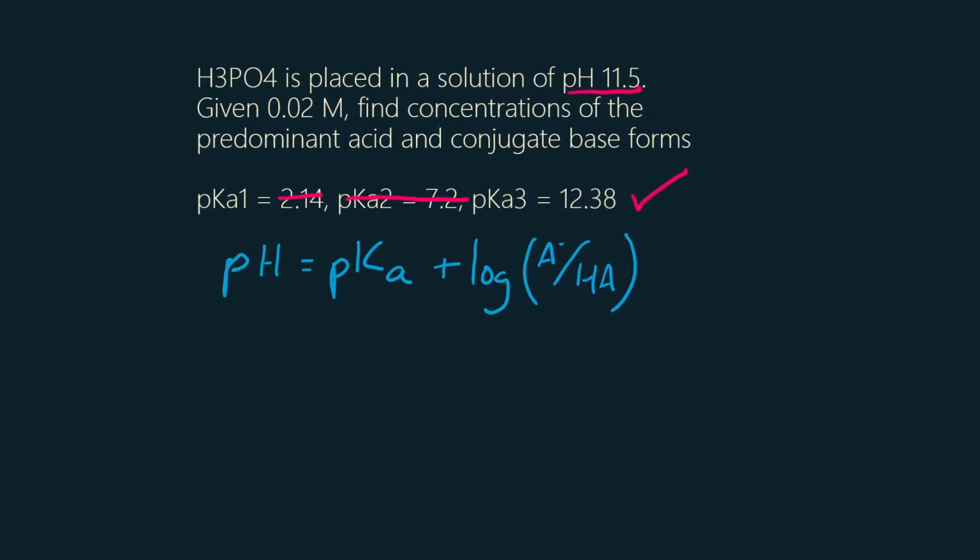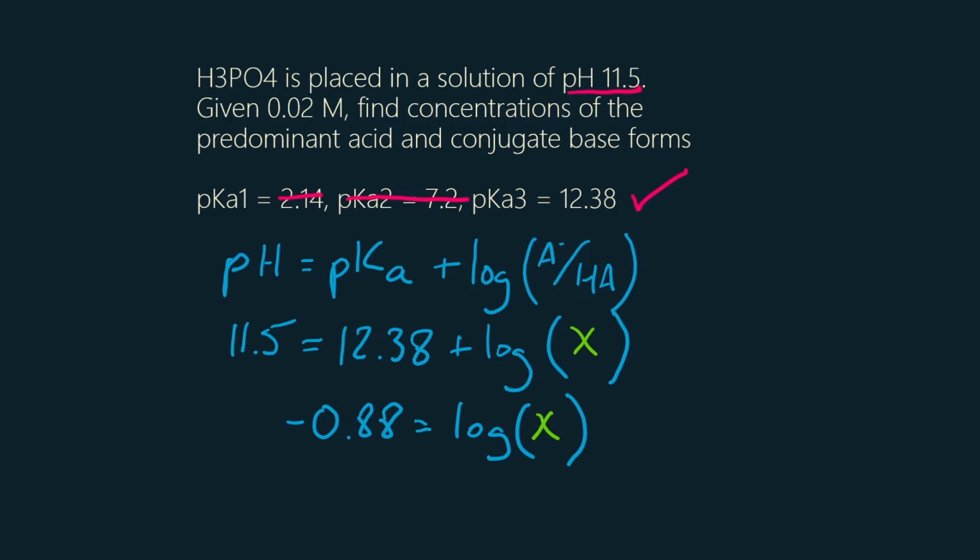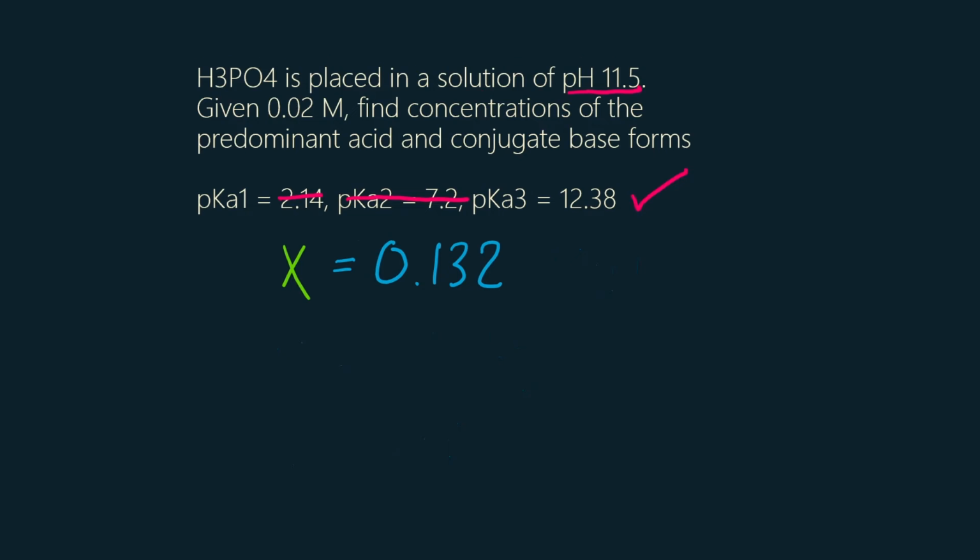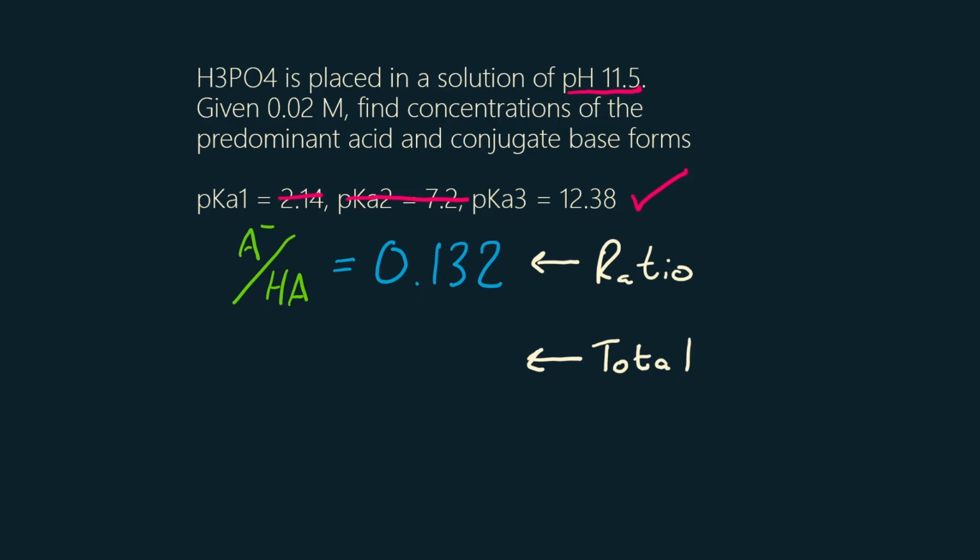Next, write out the HH equation where we know pH is 11.5, pKa is 12.38, and for log, we'll set that as x. From here, solve for x. Take the base 10 to cancel out log, which gets us 0.132. So we can rewrite x back to the fraction, and to find the concentration of A- and HA, here we need to feed in a second equation. The first one we solve for, we can call our ratio equation, and the second one, which we'll put in just a bit, is our total equation.